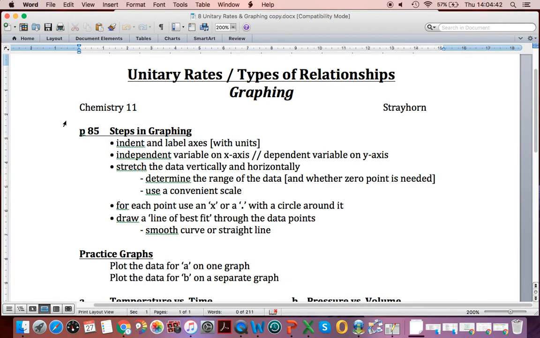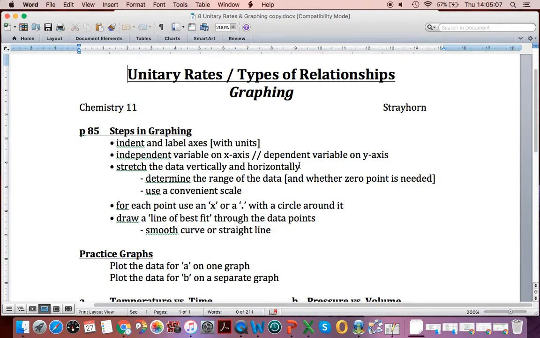Good day. One of the things you do in science quite frequently is prepare graphs, and it's important to get those skills down pat. In the past, a lot of graphs were connect the dots, certainly in physics and quite often in chemistry. They are not connect the dots. They're going to be finding a line of best fit. The steps in graphing are outlined on page 85 of the textbook.